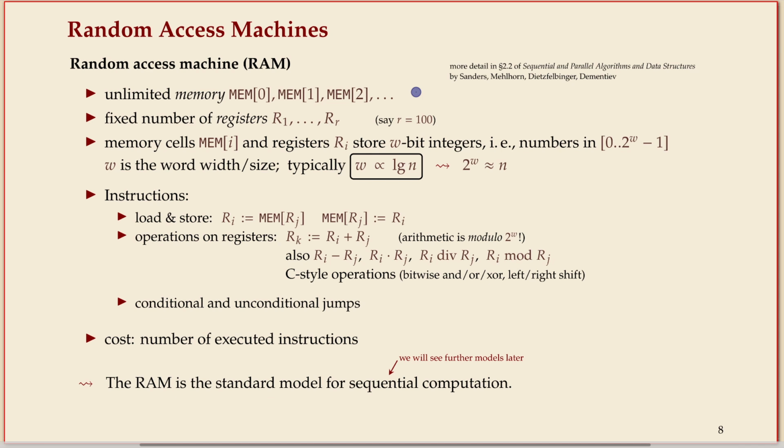Our computers, the random access machines at least, have one big array of memory. It's essentially unlimited. You can use as much as you need. I'll comment on that in a second, why that sounds a bit weird, right? But why that might be okay.